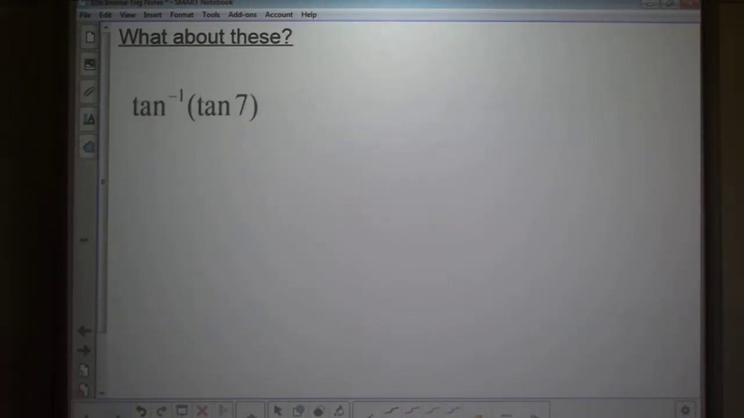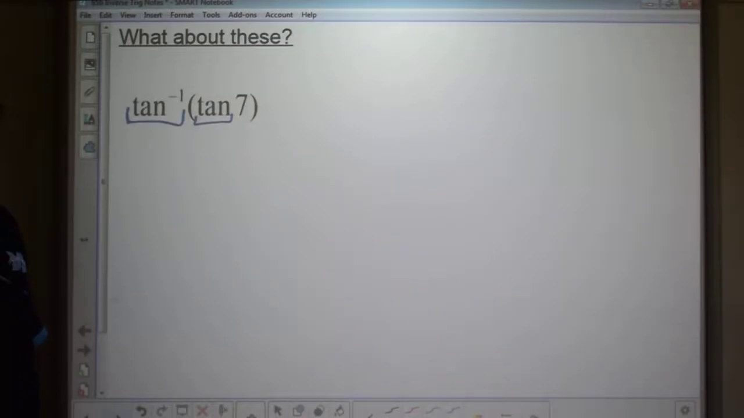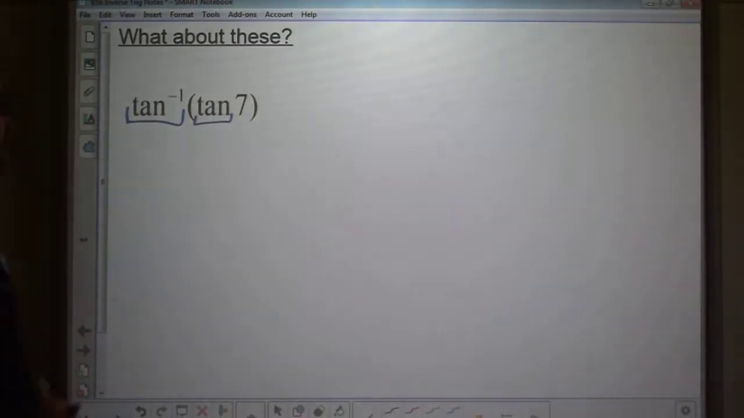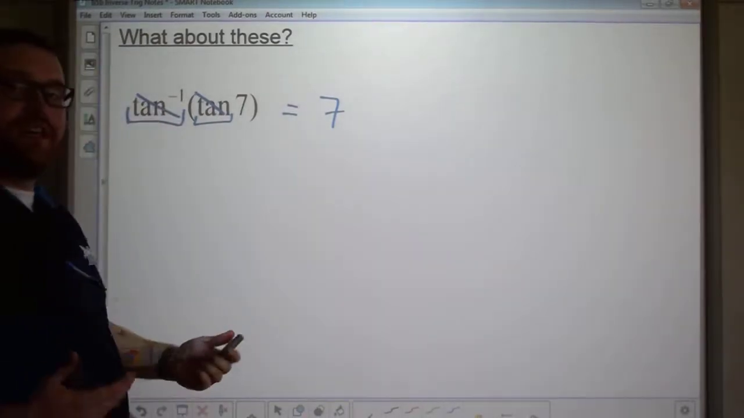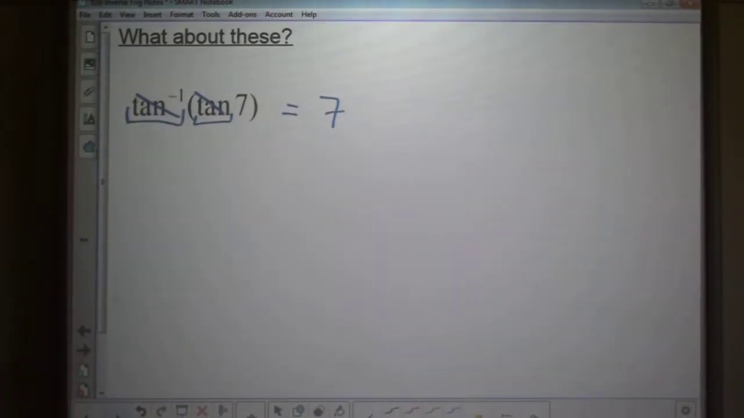What about this one? If you're smart, you don't have to do any work. What happens if you do the tan inverse of the tangent? Their inverse operations will cancel out. The answer is 7. Those are the gimme problems on the quiz.